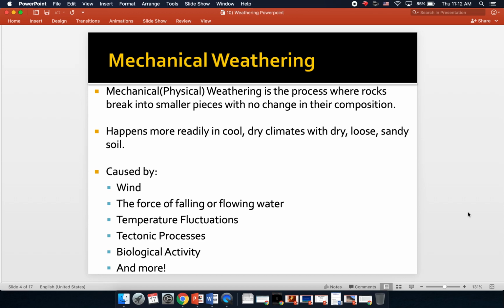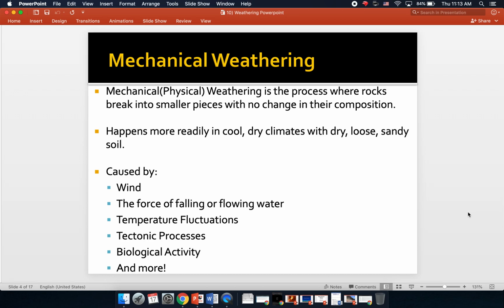Mechanical or physical weathering is the process where rocks break into smaller pieces with no change in their composition. So there is no chemical reaction and therefore no change in what the rock is made of. The breakdown of the rock is simply, like the name states, physical only. It's just a bigger rock being broken down into smaller pieces of rock.